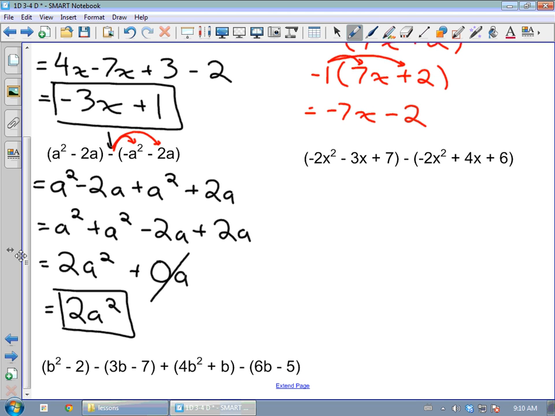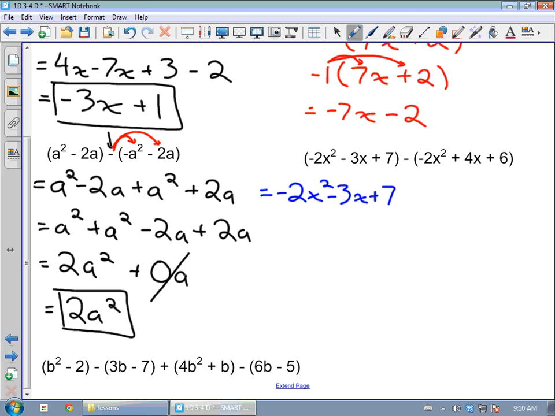Let's take a look at the next example here. Negative 2x squared minus 3x plus 7 minus negative 2x squared plus 4x plus 6. I look in between here, I see that I'm doing subtraction. So I know that I'm going to have to take this negative sign and apply it to everything in the second bracket. So first step, get rid of the brackets on the first one. Negative 2x squared minus 3x plus 7.